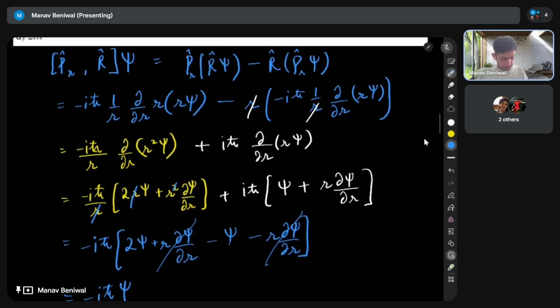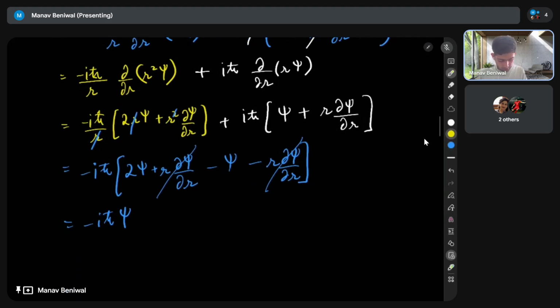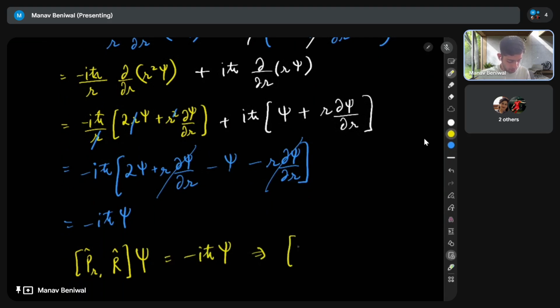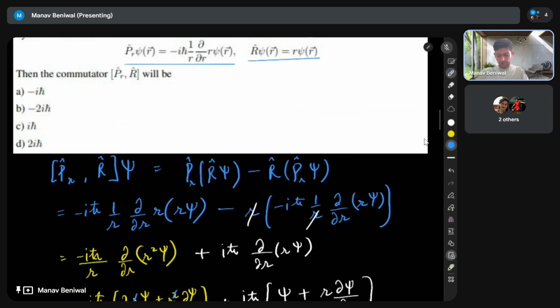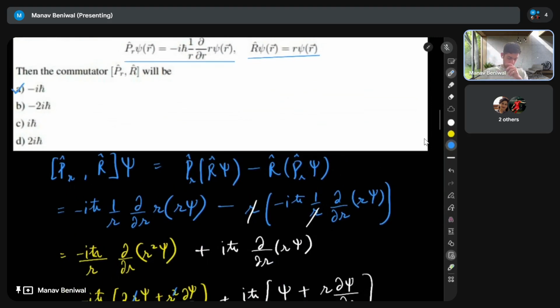Okay, so writing this thing again, we have this commutator of P and R. This gives us minus iota h cut psi, which implies that this commutator of P and R is nothing but minus iota h cut. Okay, so option A.